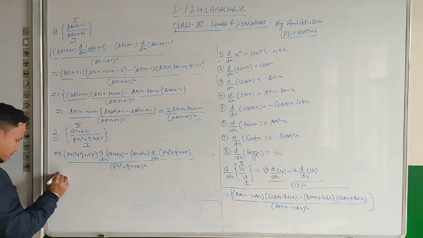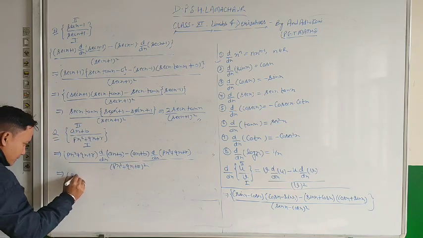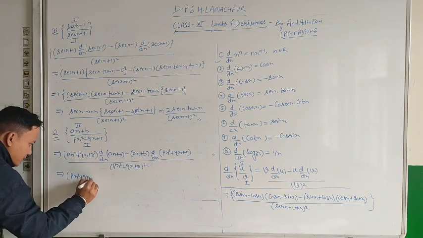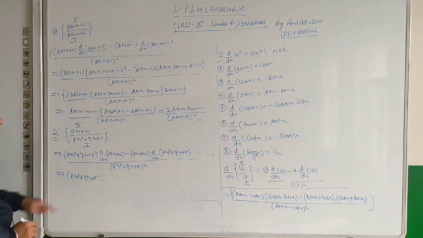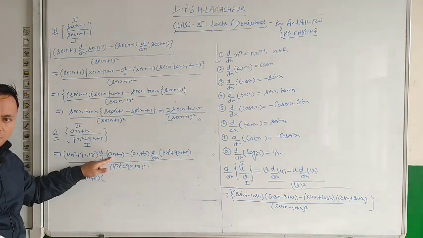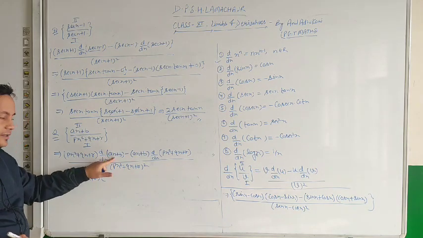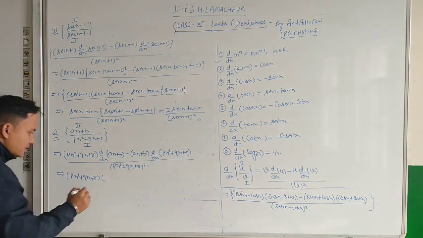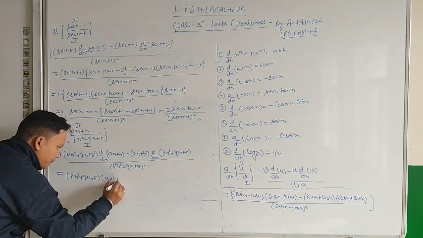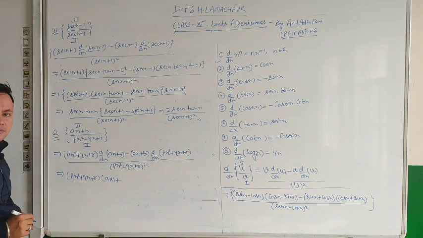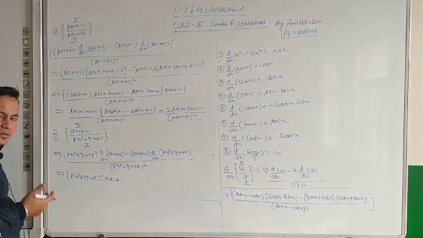So px square plus qx plus r. Now since a is a constant term, take it out, and the derivative of x is 1, so your answer here is a into 1 plus, since b is a constant term, we will treat b as a constant.